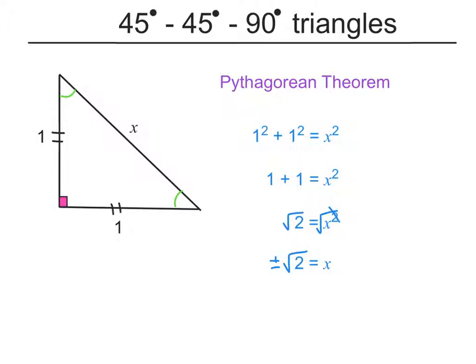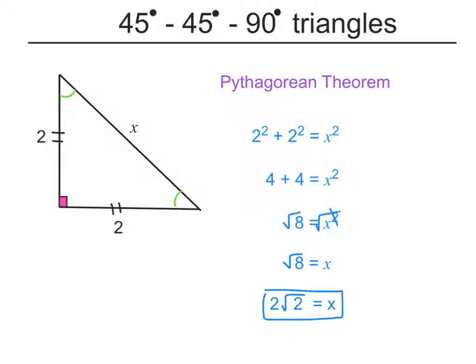Now that's really good algebra, but in geometry, it doesn't make sense for the side of a triangle to be a negative value. So we drop the plus or minus and just say that the answer is the square root of 2. Now this may not have any meaning to you. My leg is 1, my other leg is 1, and my hypotenuse is the square root of 2. You're probably not seeing any sort of pattern, so let's look at another one.